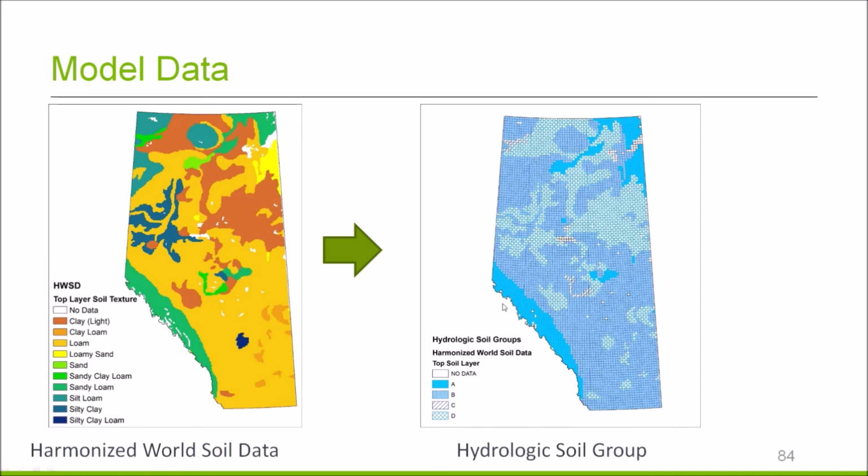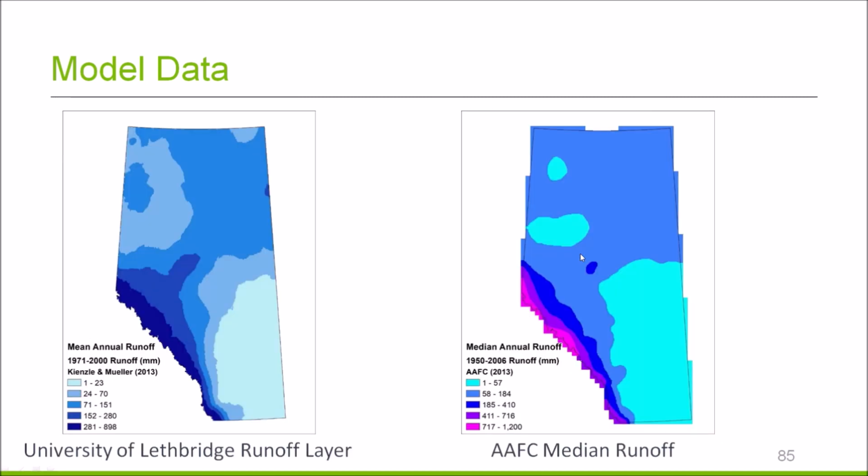And next, we also needed soil information, in a way that we can apply the SCS curve number method, and for that method we actually need a hydrologic soil group. So we used harmonized world soil data and developed some algorithms so that we can convert that data into a hydrologic soil group. And then we need surface runoff information to calibrate the model.